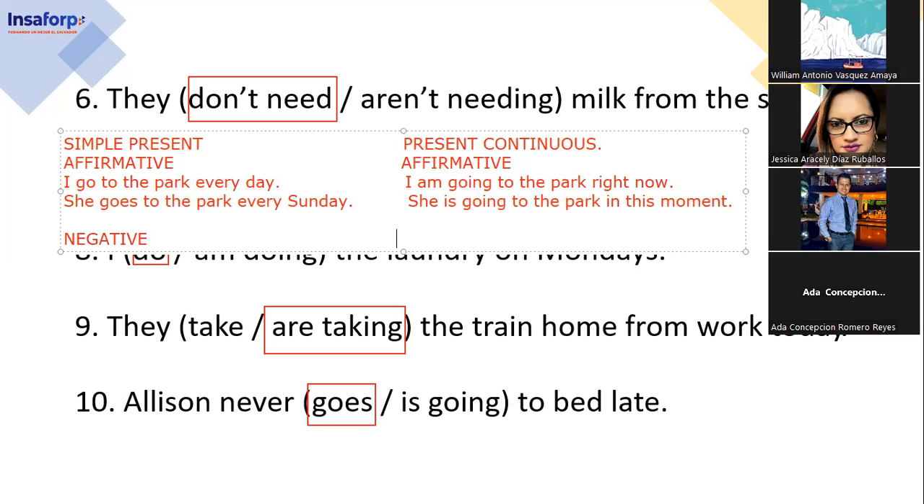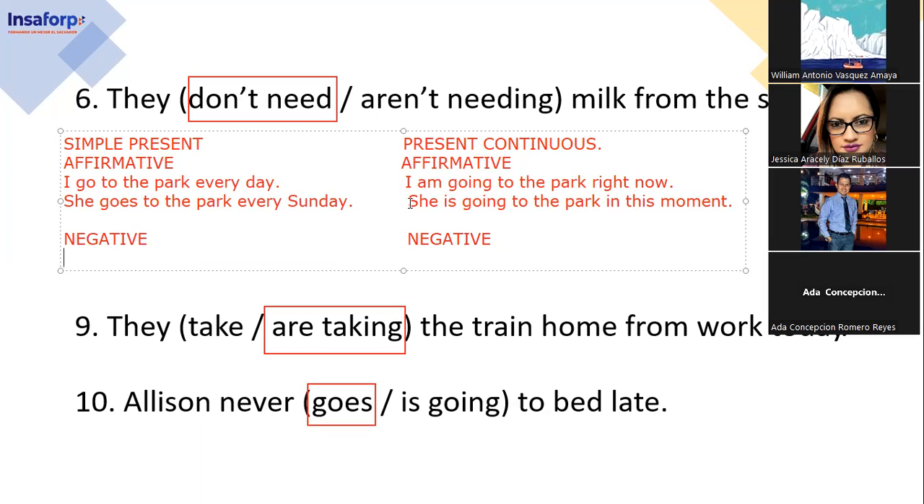Negative, right? Negative in simple present. Negative in present continuous, right? Now, in the negative, we use the auxiliary do and does, right? So you say, they do not eat chicken, they don't eat chicken every day. Yes, every day. Okay. And they are not eating chicken now, right?